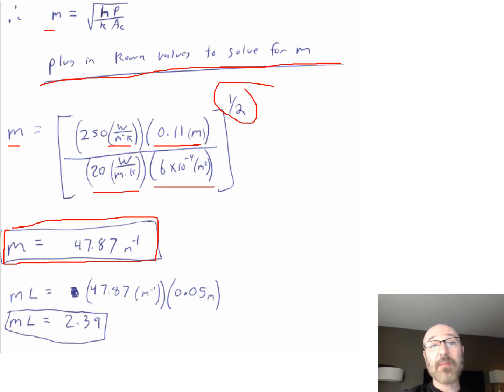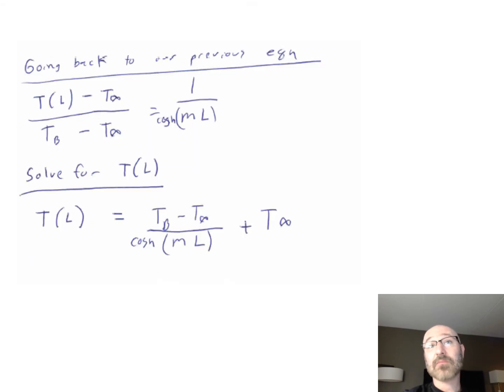So we can plug that back in now for our mL right there. We see now we plug that in, we have that 47.87 in units of 1 over meters, times 0.05 meters right there, which makes this unitless. 1 over meters and meters cancel out. So our mL in this case here is 2.39. So we can take that value for mL and go back up to our previous equation right here. And we can see now, okay, I can plug in for that there. So I have 1 over now the hyperbolic cosine of my mL right there. So I can plug in that value for that.